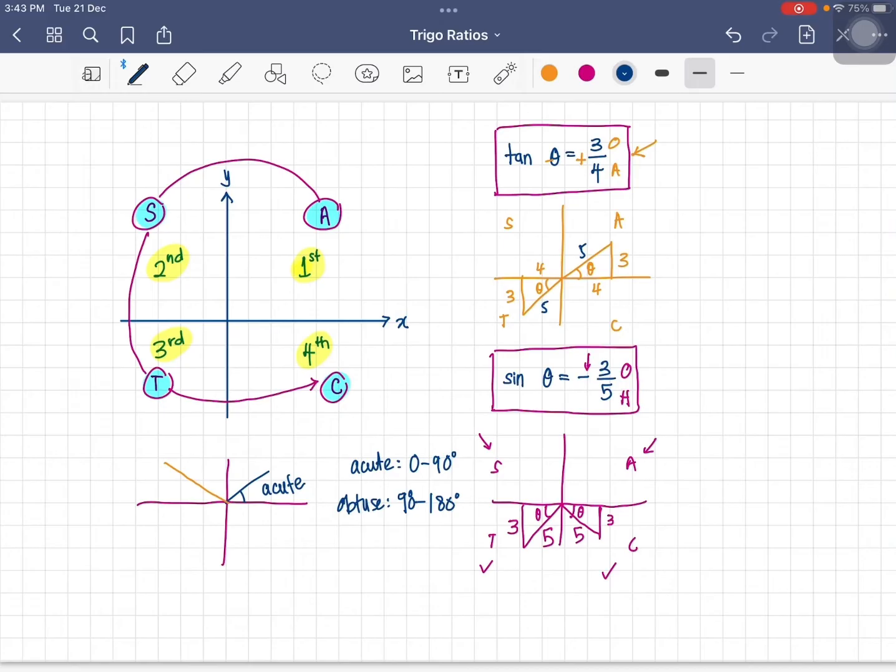And then if you have a reflex angle, it can be here or here. So a reflex angle should be greater than 180 degrees but less than 360 degrees. So that one you should remember, because sometimes the questions use the words acute, obtuse, and reflex angle. All right, that's the idea.